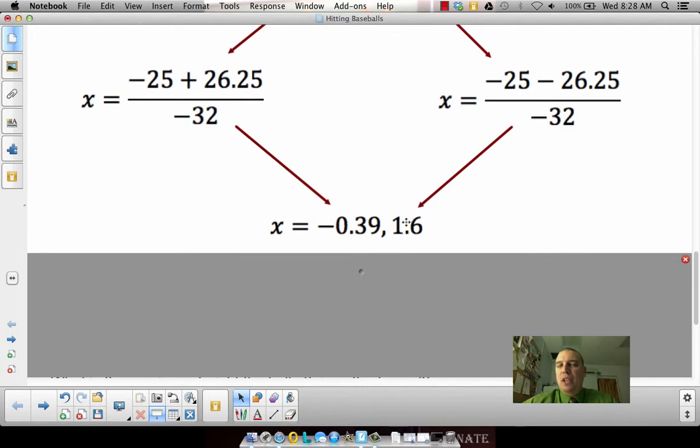All right, so let's think logically here. A negative value for the amount of time before I hit the ball means I'm hitting the ball before I even toss it. That value doesn't make sense. So since it doesn't make sense, I don't pay attention to it. And why is my pen not working? There it goes. I just don't pay attention to it because that doesn't make any sense.